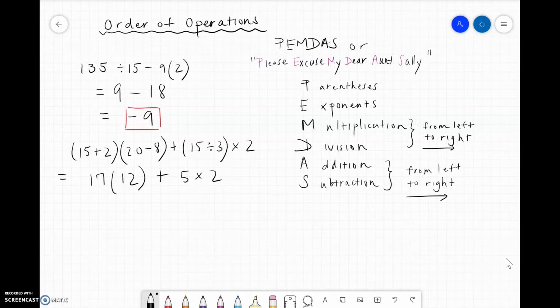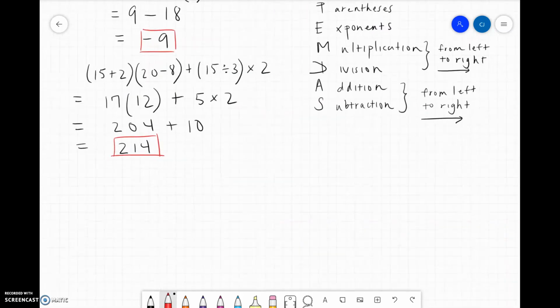Now I want to carry out the multiplication. So let's see, 17 times 12 is 204 plus 5 times 2, that is 10. And 204 plus 10, that is 214. That is our simplified answer for that one. I want to do one more problem.